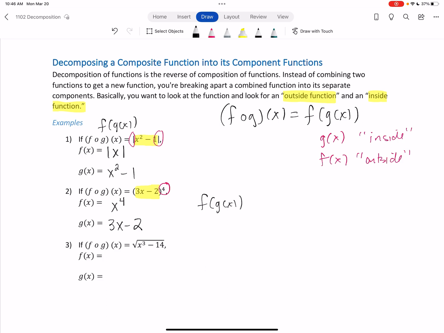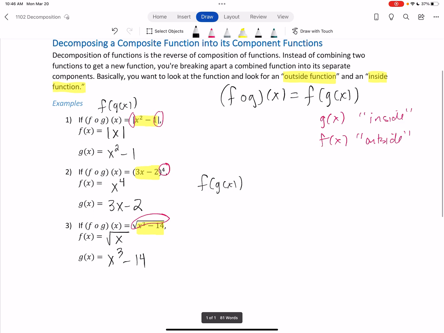Okay, last one. I have another one where I see the inside as x cubed minus 14 and the outside as that square root. The order is still the same, f circle g, so my inside is going to be x cubed minus 14, and my outside is going to be the square root. Remember, I have to take the square root of something, so the square root of x.